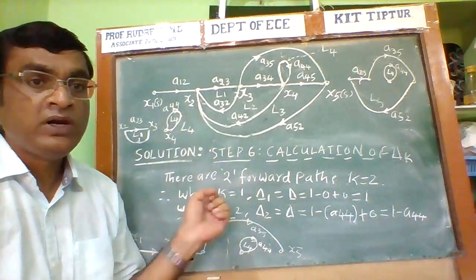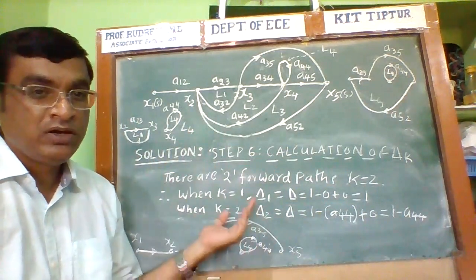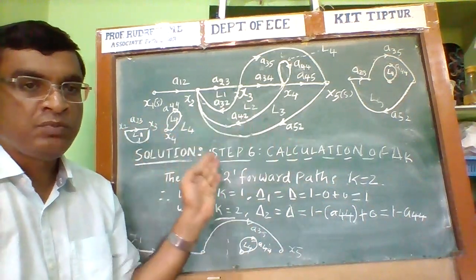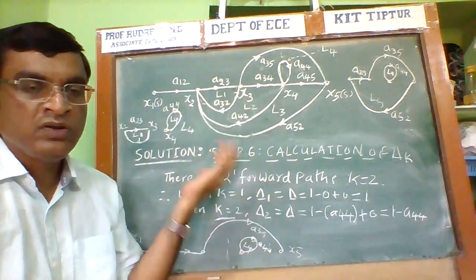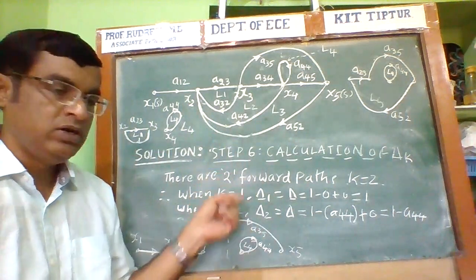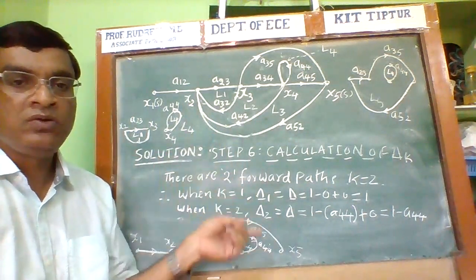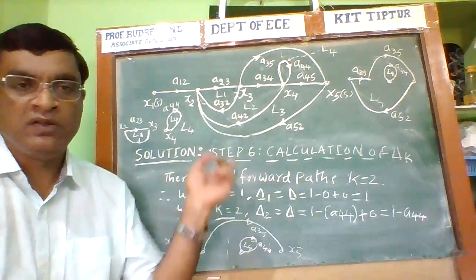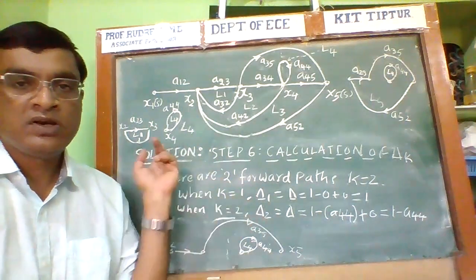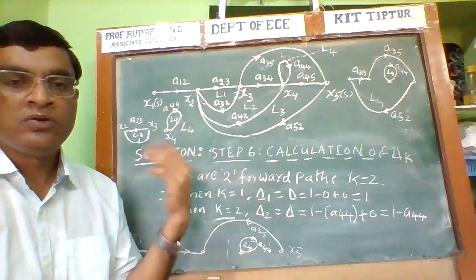The calculation of delta k is very important: you must observe which part of the graph is not touching the forward path. Considering that part, we go for calculating the delta k value. So you have to remember these things. This is very important for this particular problem. This was also asked in the previous paper. So you have to go through it.